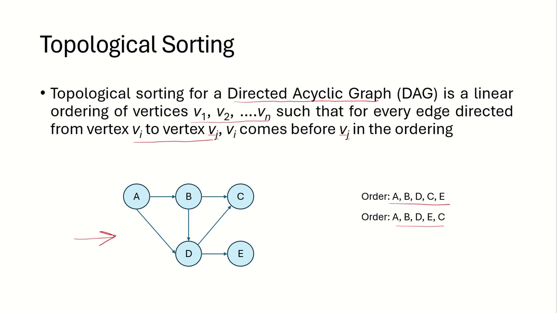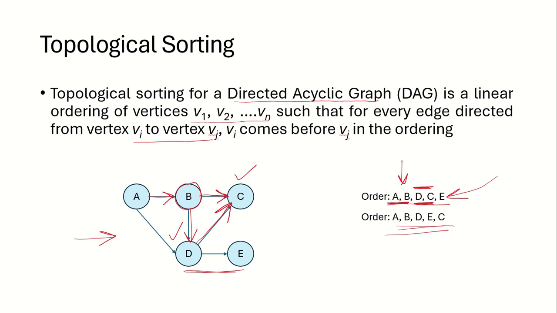We can see that B has an incoming edge from A, that means A has to come first before B. In this ordering, we can see that A has come before B. Now B should be coming before C and D because there are outgoing edges from B to C and D. So as we can see, B has come before C and D in this ordering. Also, D should come before C because there is an edge from D to C. Again we see that D is coming before C and D is coming before E as well. Same we can see in this case as well.